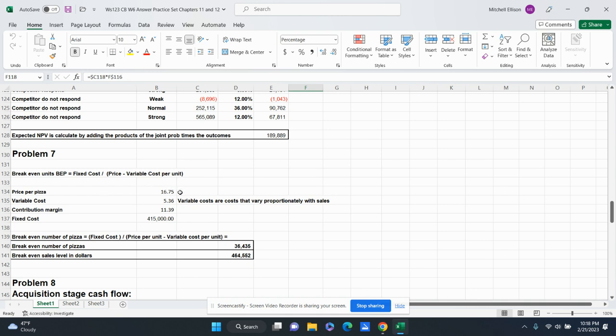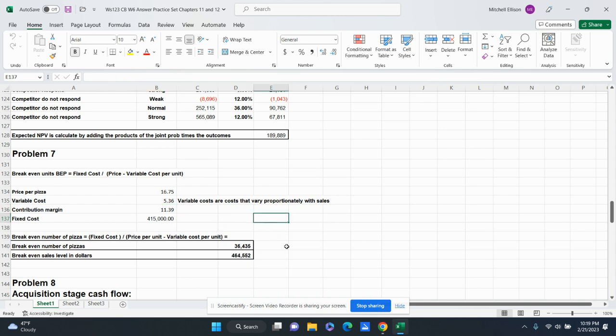Problem 7 is a pizza parlor. You sell pizzas for $16.75. Your variable costs, I forget what percentage I gave you in there, I'm just going with 32%. So you take 32% of $16.75, which gives you $11.39 as a contribution margin.